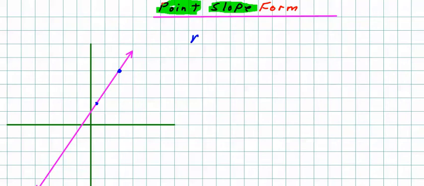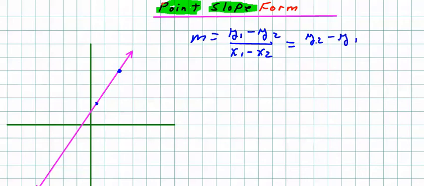Remember, slope is equal to y1 minus y2 over x1 minus x2, or y2 minus y1 over x2 minus x1. I've always written it this way, y1 minus y2, but it doesn't matter. You can write it either way. Either point can be point 1 or point 2. We just take the difference of the y-coordinates over the difference of the x-coordinates.